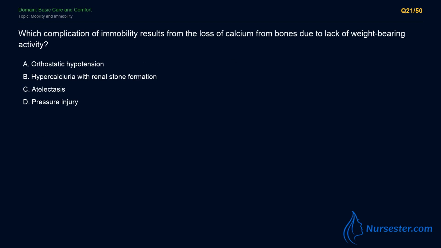Question 21. Which complication of immobility results from the loss of calcium from bones due to lack of weight-bearing activity? Option A. Orthostatic hypotension. Option B. Hypercalciuria with renal stone formation. Option C. Atelectasis. Option D. Pressure injury.